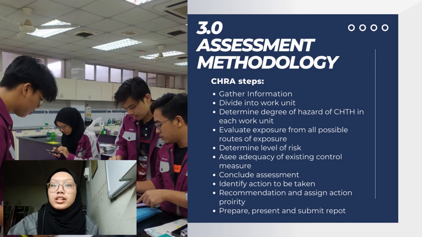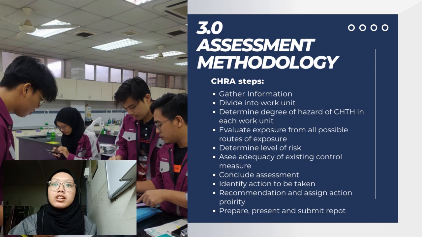Conclude assessment. Assessment is concluded based on the result of the level of risk and the adequacy of existing control measures. The conclusion will be used as a basis to prioritize the action to be taken by the employer for controlling the exposure to CHTH. Identify action to be taken. After concluding the assessment, action required for further precaution and improved control measures are made based on the conclusion, which is addressed in Form D of the assessment.